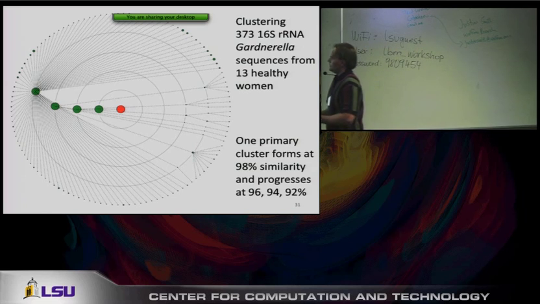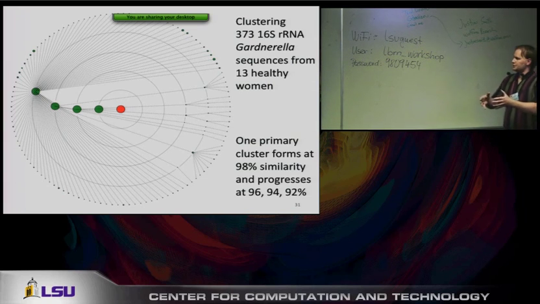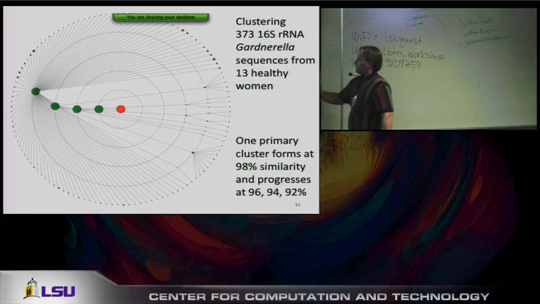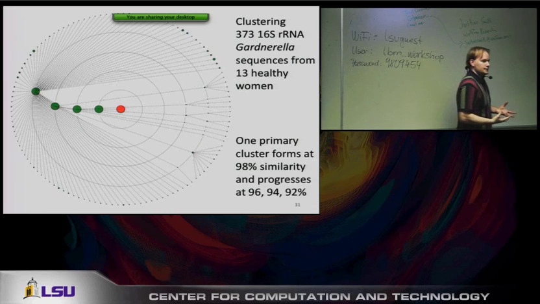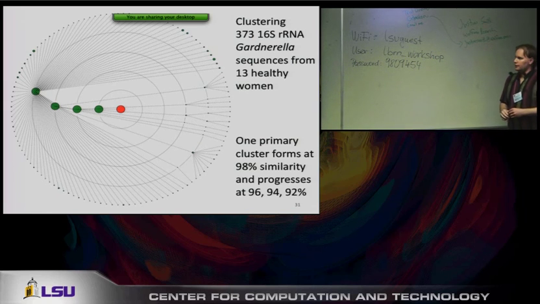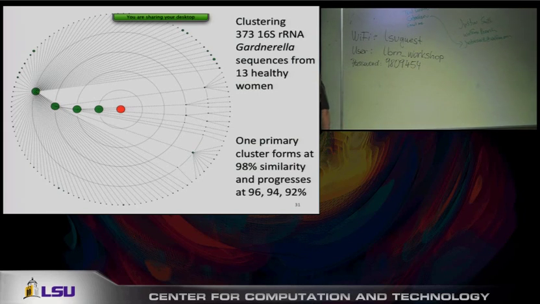What you see here is that almost all the Gardnerella sequences from the healthy patients group into a single cluster. And then, of course, that cluster maintains itself going from 98% identity to 96, to 94, to 92. Just for your reference, 97% identity is about where the cutoff point is to say that two bacterial species are different. So if we went with RDP, things would be classified in between this 98 and 96 tier.